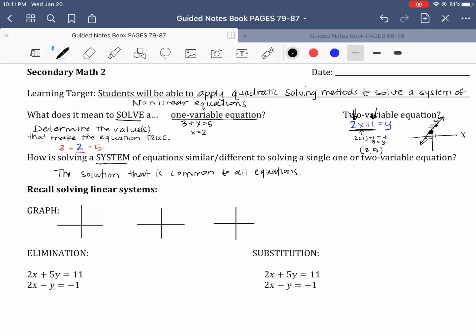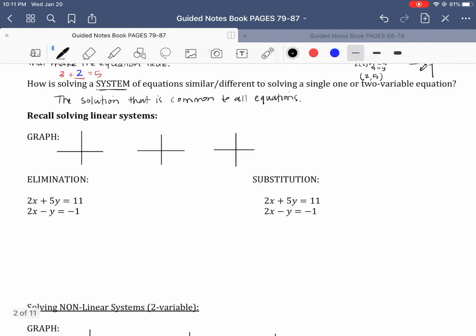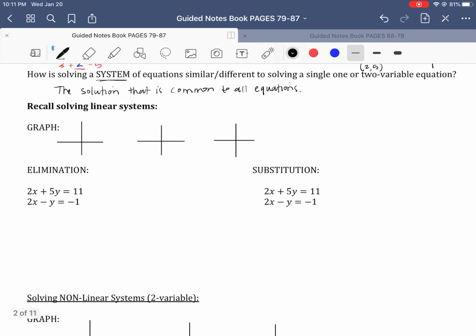So let's just go on a refresher and talk about what you've learned in the past related to this. First of all, if they're linear functions, we can have different types of solutions.